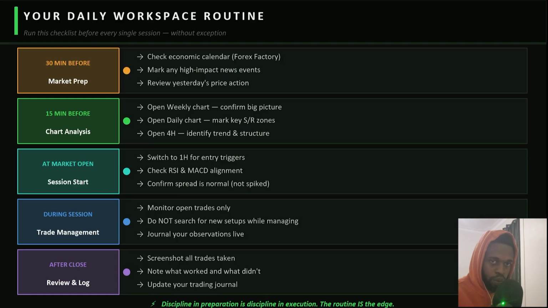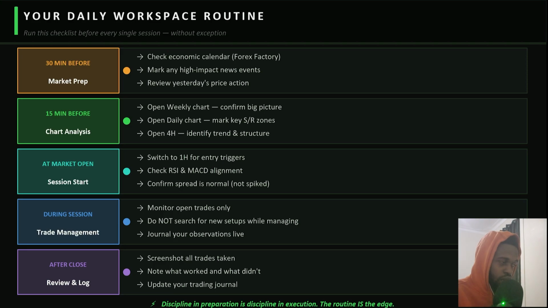You can also see the spreads. Are they normal? Are they favorable for trading? During the sessions, you can manage your trades better by monitoring them. Are they at break even? Are you protecting your money? Do you have a stop loss? Do you have a take profit?